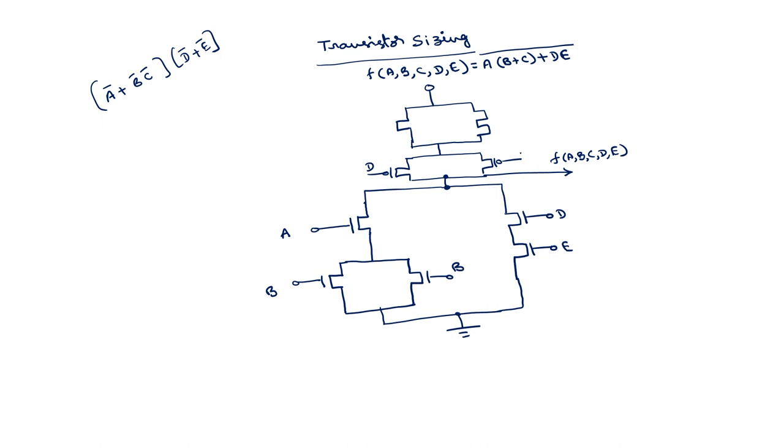This is DE, this is BC, and this is E. Now I want to make the delay of this one the same as that of the inverter.